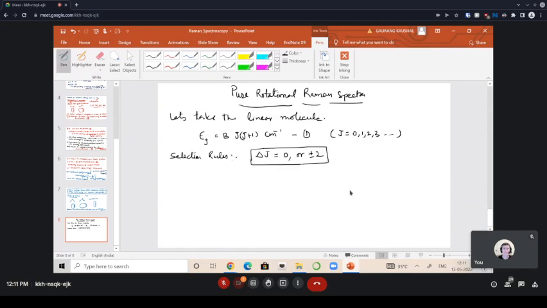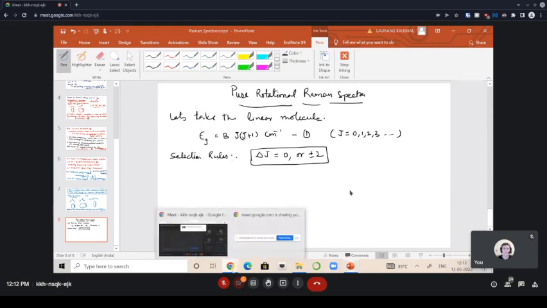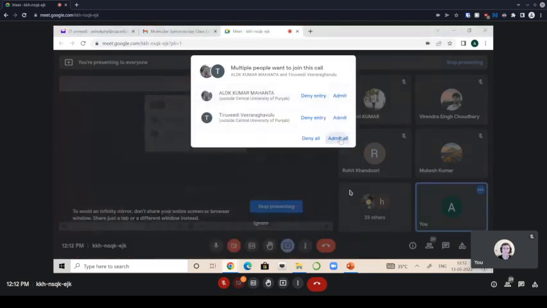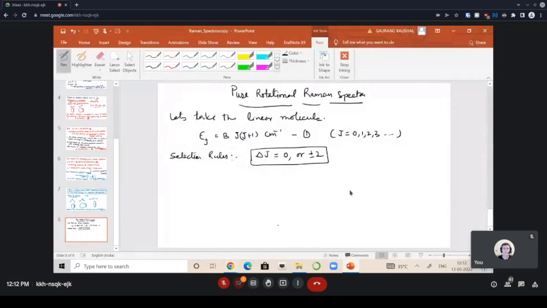So you can see that in the pure rotational spectra, or in microwave spectroscopy, the rotational spectra selection rules are delta J plus minus 1. So we have seen in the case of rotational spectra that the selection rules are plus minus 1, but here in the case of Raman rotational spectra, the selection rules are delta J 0 or plus minus 2.